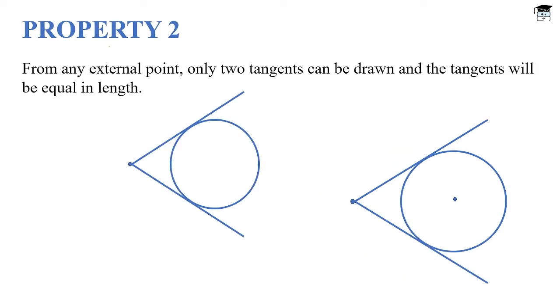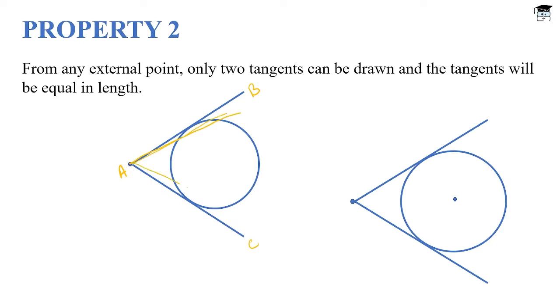So moving on to the next property. It says from any external point only two tangents can be drawn and the tangents will be equal in length. Let's say A is a point outside the circle and two tangents are drawn, one is AB, the other is AC. Now, can I draw a third tangent here, a tangent that joins the circle at a point?